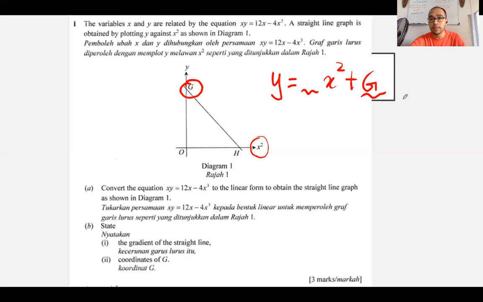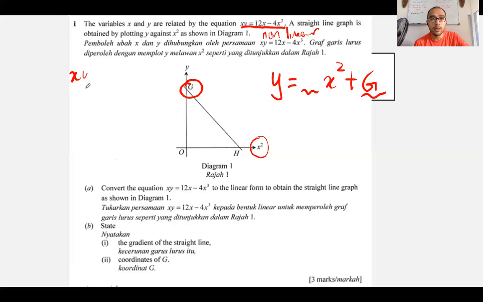This is what we must set in our heads. If it has already been made linear, this is what it will look like. But look at the equation given: xy equals yada yada yada. This is the non-linear equation, so obviously you have to change non-linear to linear. Notice I haven't even looked at the question number. I just set in my mind the skill I learned in this chapter. When faced with linear law, I must have two things: the non-linear equation and the linear equation. Identify which is which, and then of course convert the non-linear to linear.